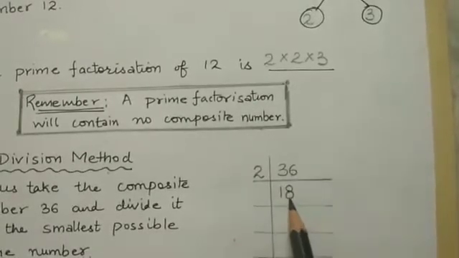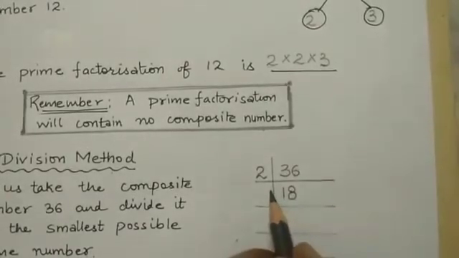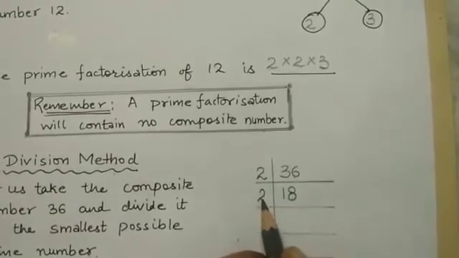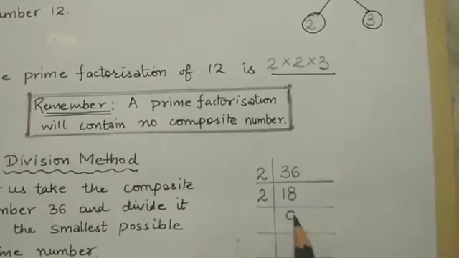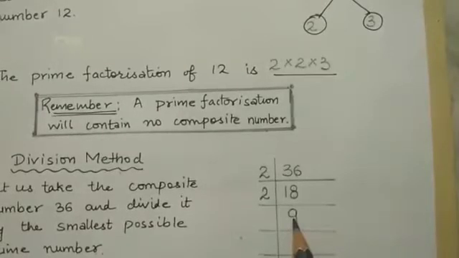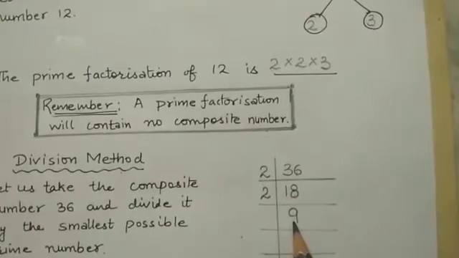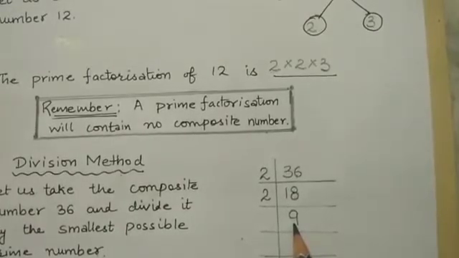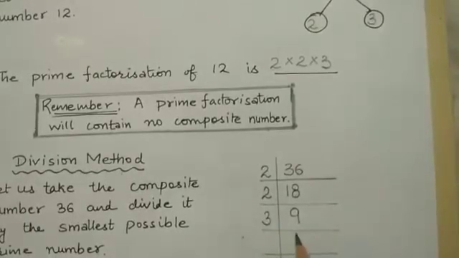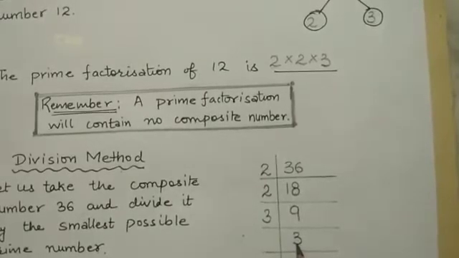We have to write here the quotient. Now 18 is an even number. It is divisible by 2 again. 2 nines are 18. Again I am writing here the quotient. Now 9 is an odd number, so we can't divide it by 2. It is divisible by 3 now. 3 threes are 9. Again I have written the quotient 3.